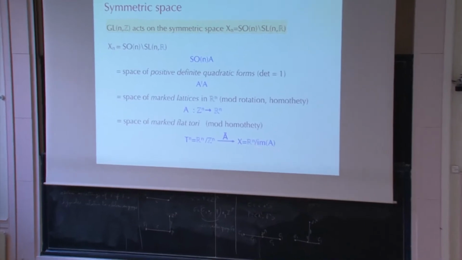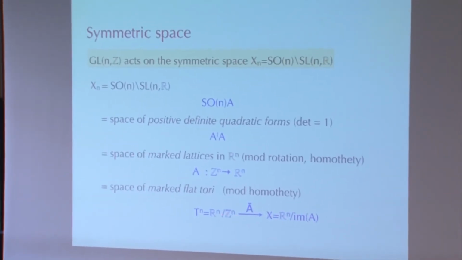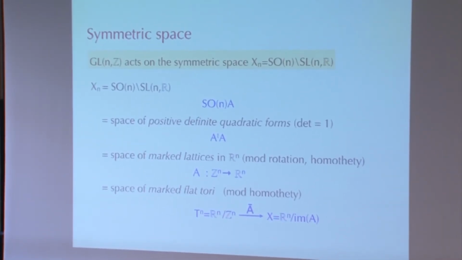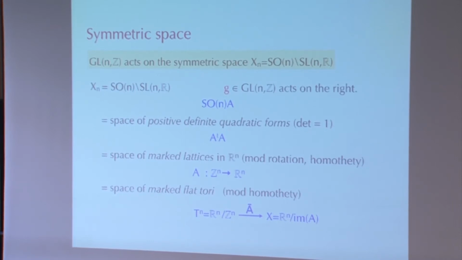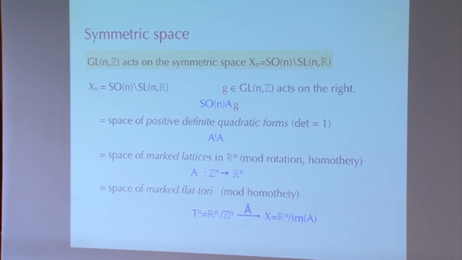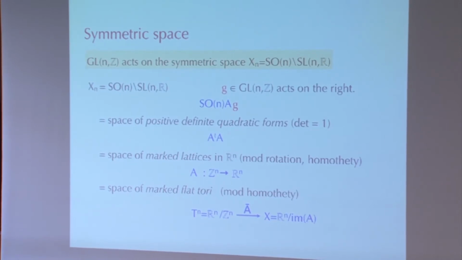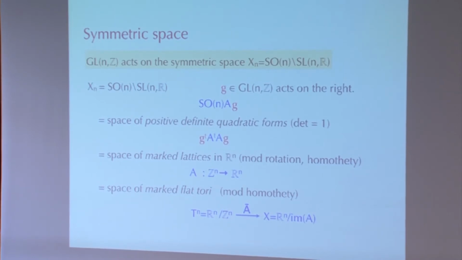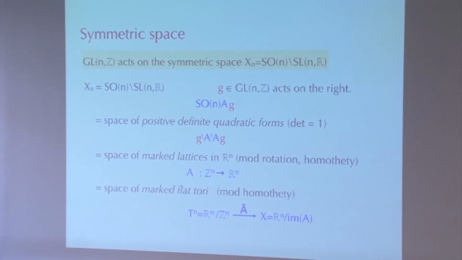So this is a torus with a non-standard structure, and this is the standard torus. And how does the group act? Well, it acts on the right in all these pictures. So that's easy. You just multiply the matrix by a group element. Here you conjugate your quadratic form by your group element.